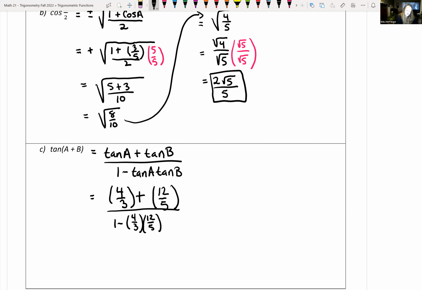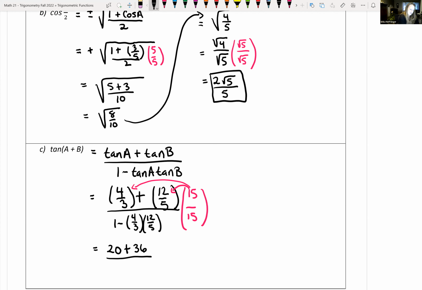So I'm going to end up clearing my fractions. I will see that my least common denominator of my fractions within my fraction is 15. So let's multiply both the top and the bottom by 15. So if I distribute 15 to 4/3, well, 3 goes into 15 5 times. And so I'm left with 4 times 5, which is 20. Plus, if I distribute 15 to this 12/5, well, 5 goes into 15 3 times. So I have 3 times that 12, which is 36.